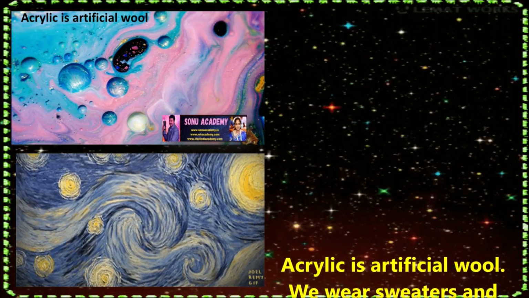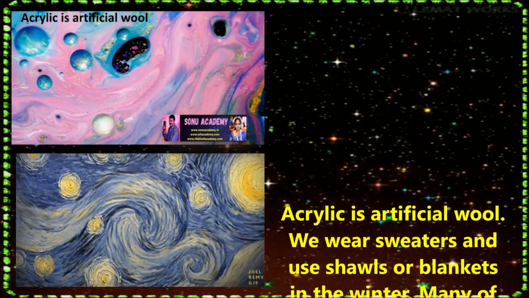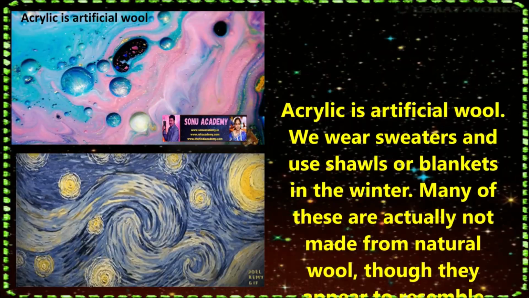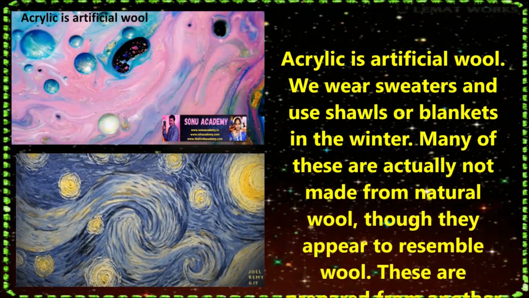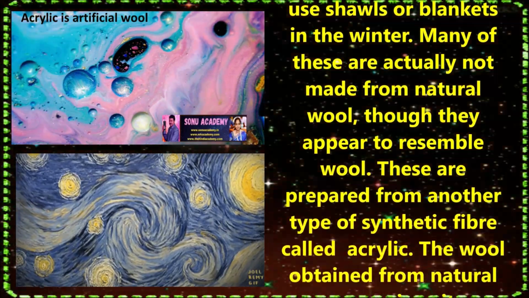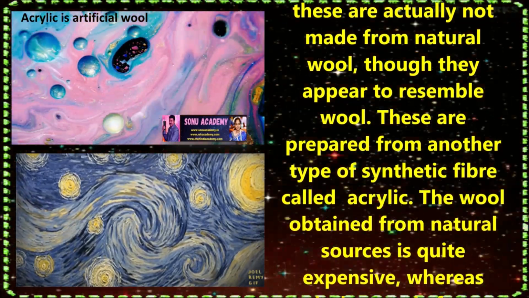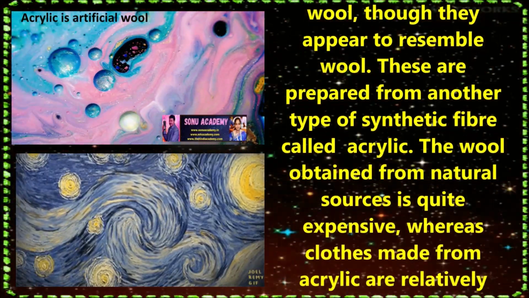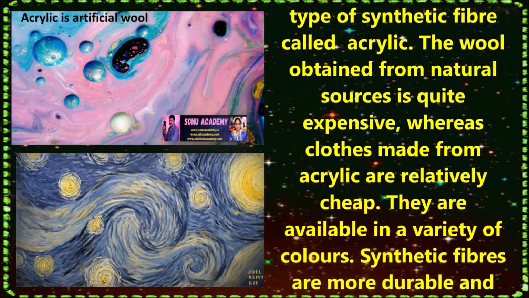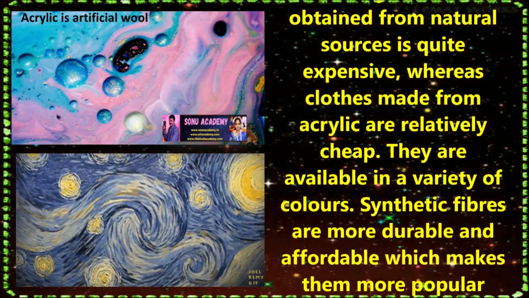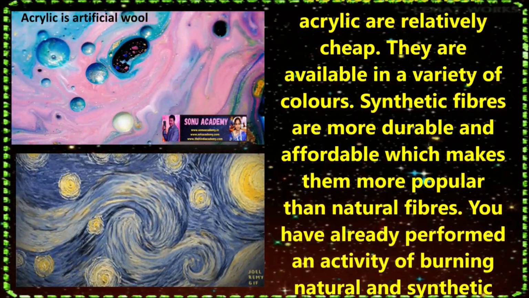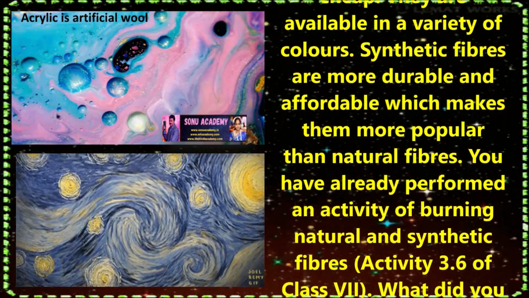Children, let us discuss acrylic fiber. Acrylic is artificial wool. We wear sweaters and use shawls or blankets in the winter. Many of these are actually not made from natural wool, though they appear to resemble wool. These are prepared from another type of synthetic fiber called acrylic. The wool obtained from natural sources is quite expensive, whereas clothes made from acrylic are relatively cheap. They are available in a variety of colors. Synthetic fibers are more durable and affordable, which makes them more popular than natural fibers.